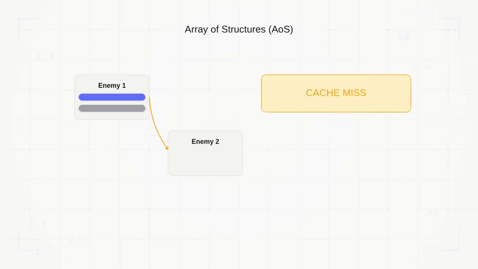In object-oriented programming, we often use an array of structures, or AOS. Imagine an array of enemy objects. Each object contains a position, a transform, health, and a name string. If we want to update the positions of all enemies, the CPU loads an enemy object into the cache, but that cache line is now filled with health and names, data we don't need for a position update. Worse, if these objects are allocated on the heap, they might be scattered across memory. The CPU has to chase pointers from one random address to another. This is the pointer chasing problem, and it's a silent killer of performance.